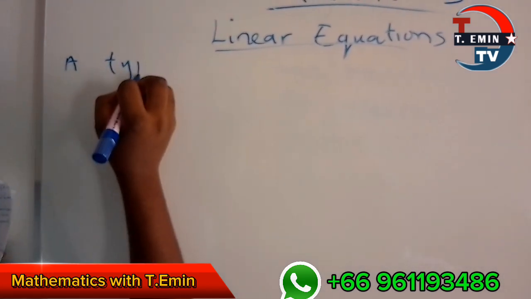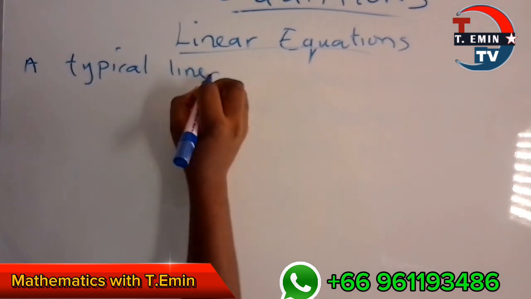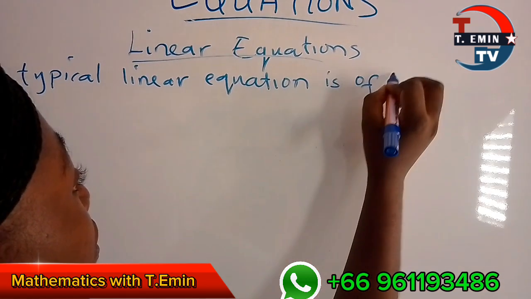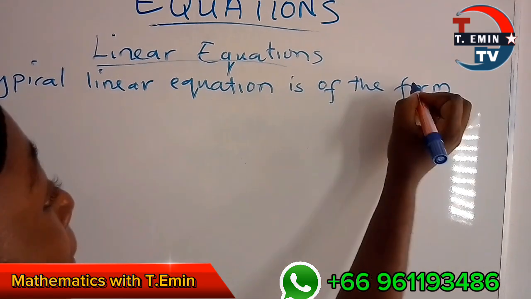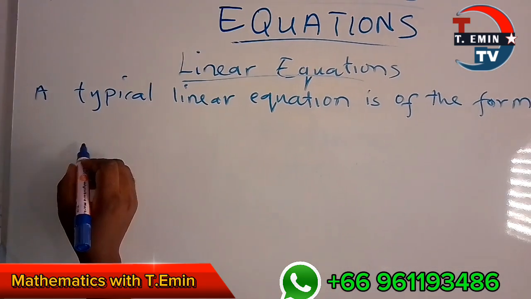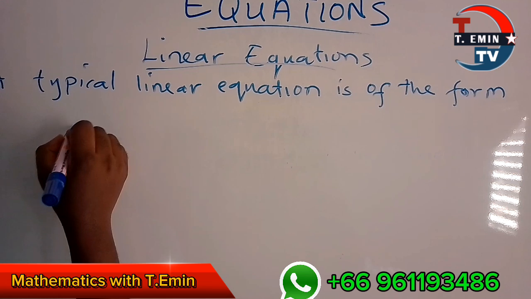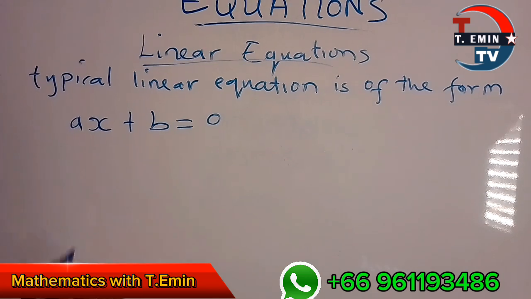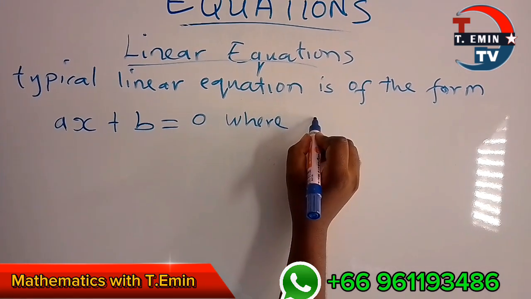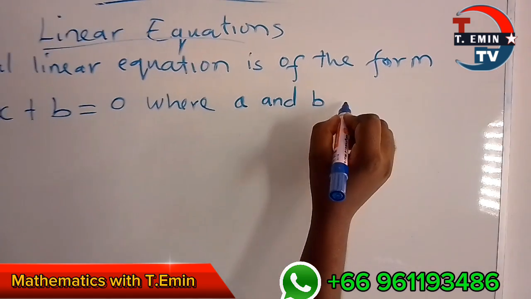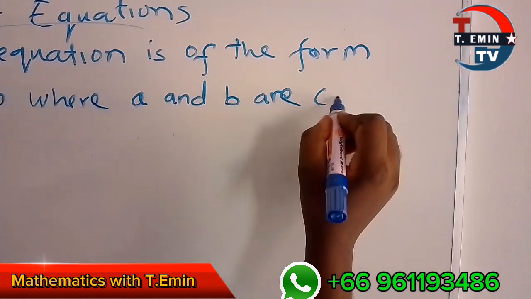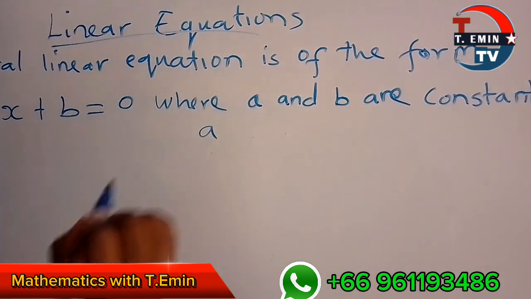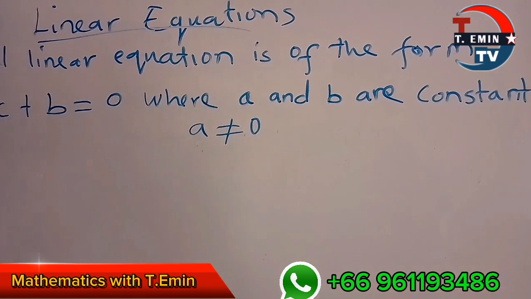A typical linear equation is of the form ax plus b equal to 0, where a and b are constants and a is not equal to 0.